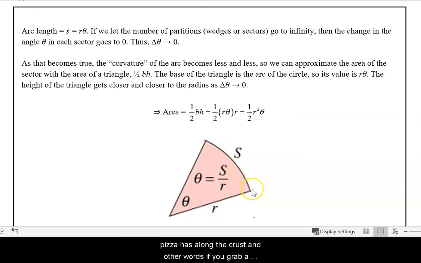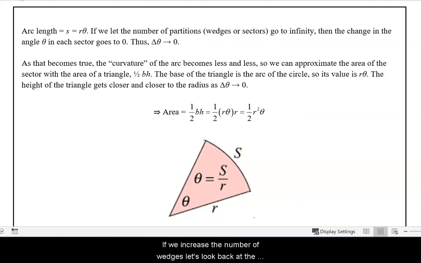In other words, if you grab a piece of pizza, how long is the crust? It's not flat, it is curved because the pizza is a circle. This becomes r theta. That means that we can solve for theta by dividing both sides by r from this equation here. Then we let the number of partitions or the number of wedges or sectors go to infinity.